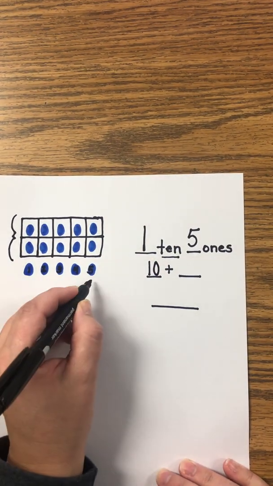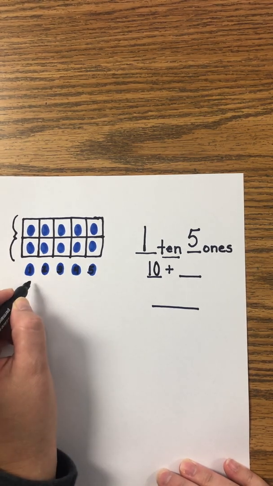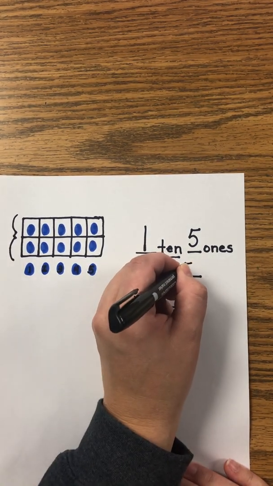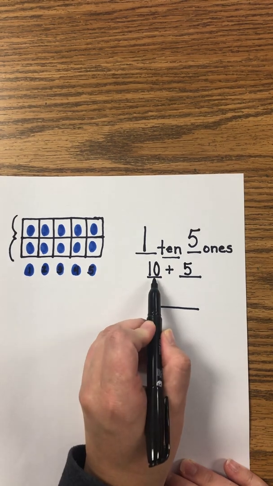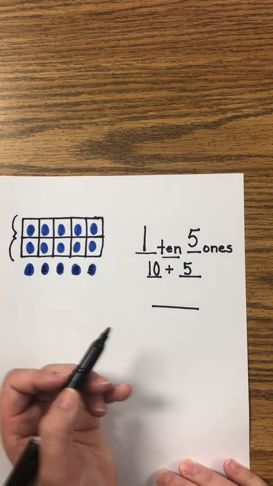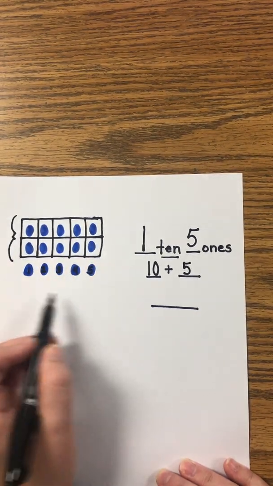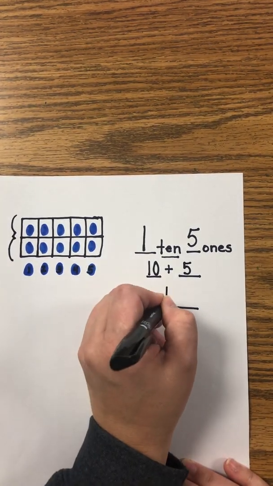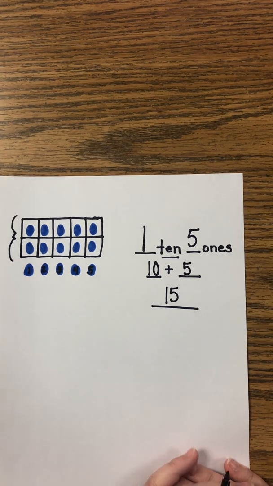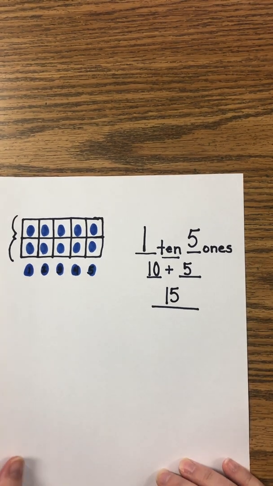And then how many ones did I have left over? There were 5. Now, what is 10 plus 5? Or what is 1 ten and 5 ones? How many counters do I have? I have 15. Let's do another one.